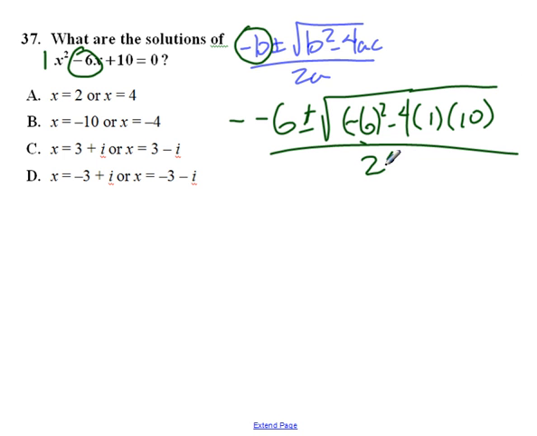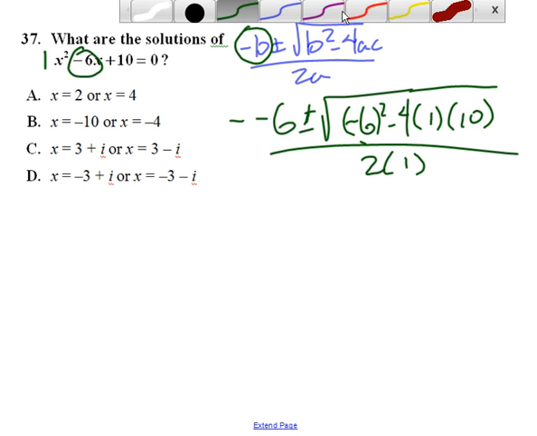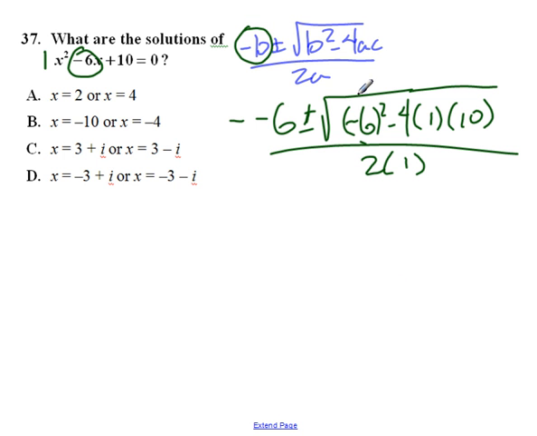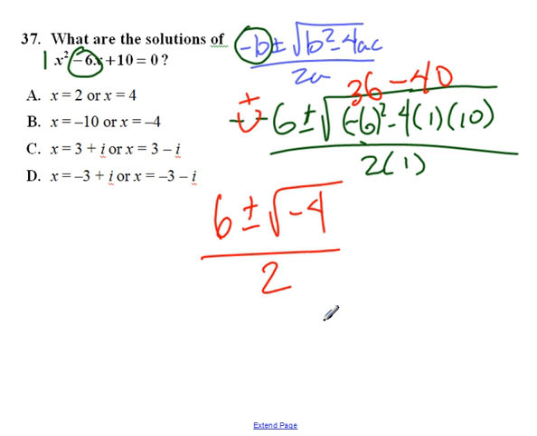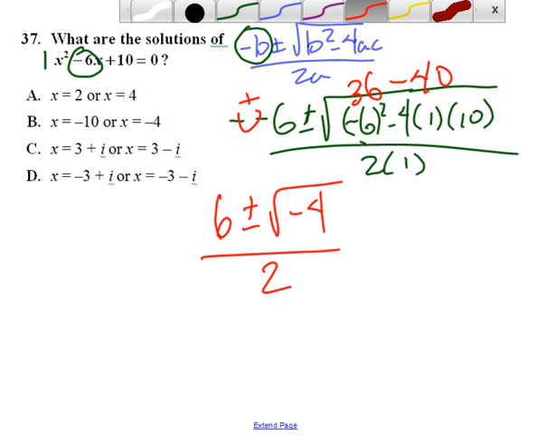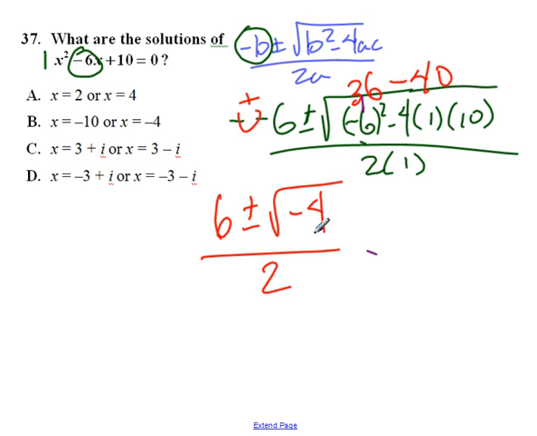All over 2 times 1. So now simplifying this, 6 squared gives me 36 minus 40. So that's negative, so I got 6 plus or minus the square root of negative 4, since 36 minus 40 is negative 4, all over 2. Now, this is where we've got to be careful. The square root of negative 4 is going to be not just 2, but 2i. So 6 plus or minus 2i all over 2.